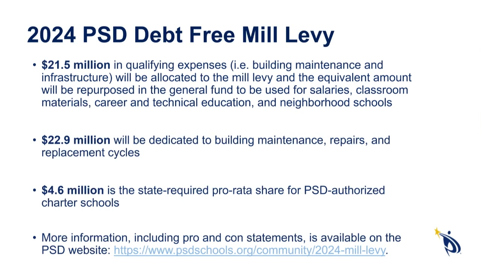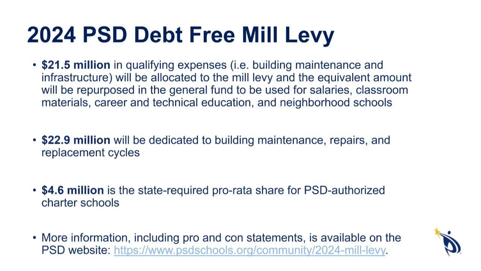So, kind of coming back to the debt-free mill levy, how does this work, and how are we thinking about the one that's going to be on the ballot in November? The debt-free mill levy is going to be $49 million, again, indexed to inflation. What we've identified is really three categories that this mill levy would be used for. The first category is $21.5 million.